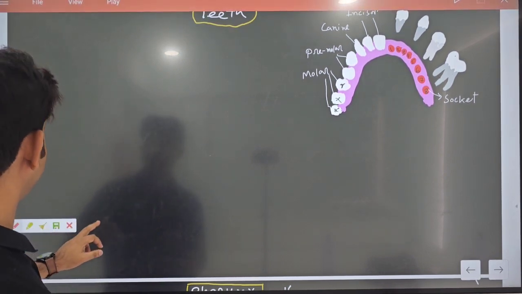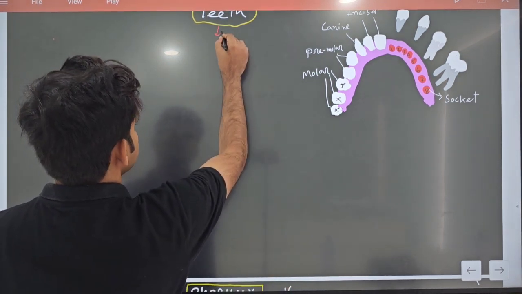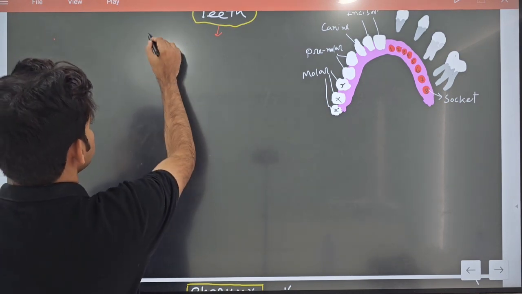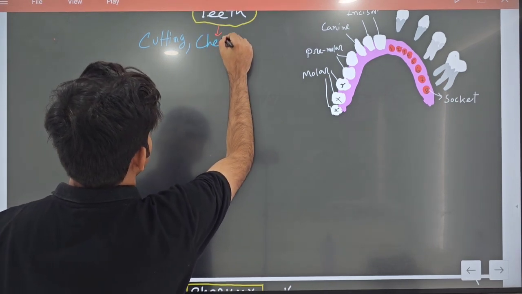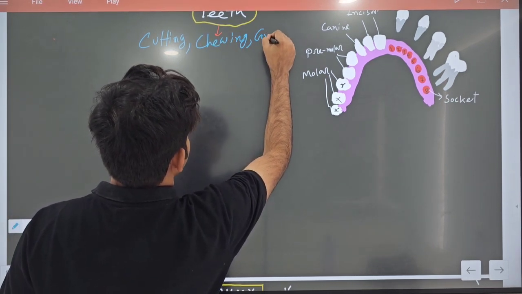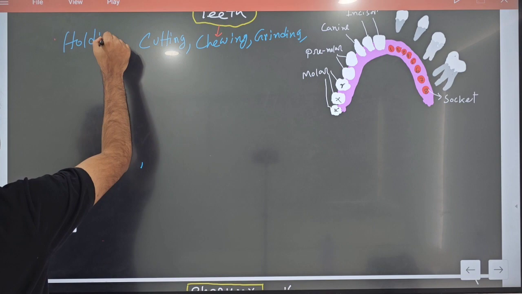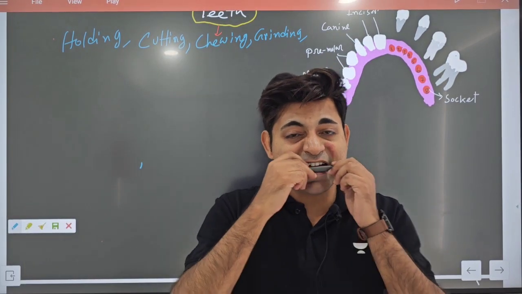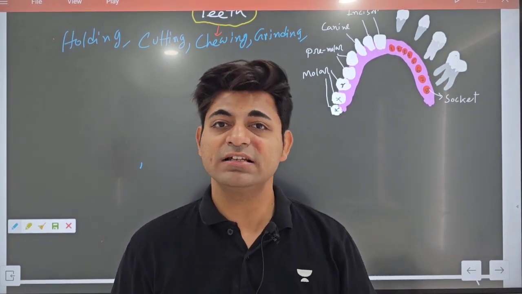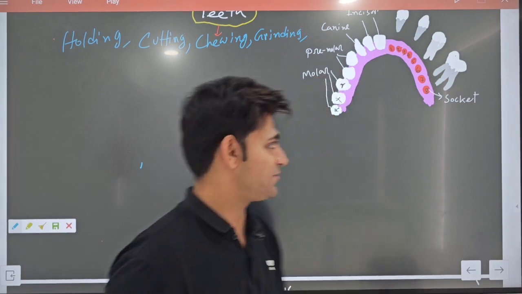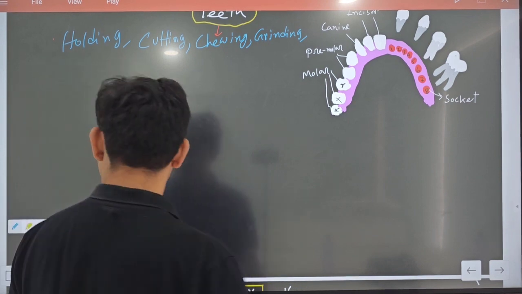Now teeth. Teeth help us in mastication: cutting, chewing, grinding, and also holding things. When we eat, I can hold things with my teeth. Holding is also one function of our teeth. Cutting, chewing and grinding. So we have 4 different types of teeth. We can see here.